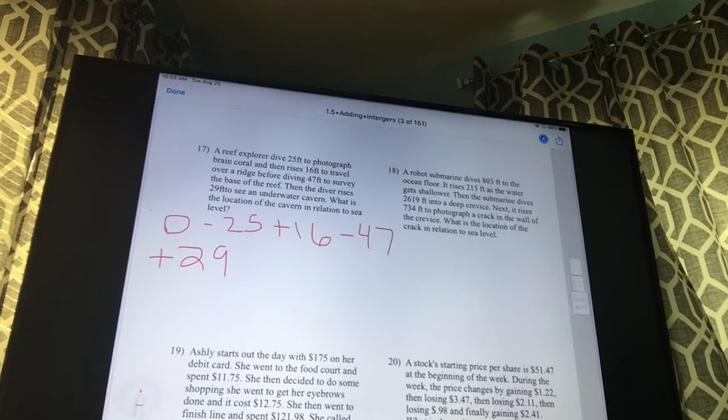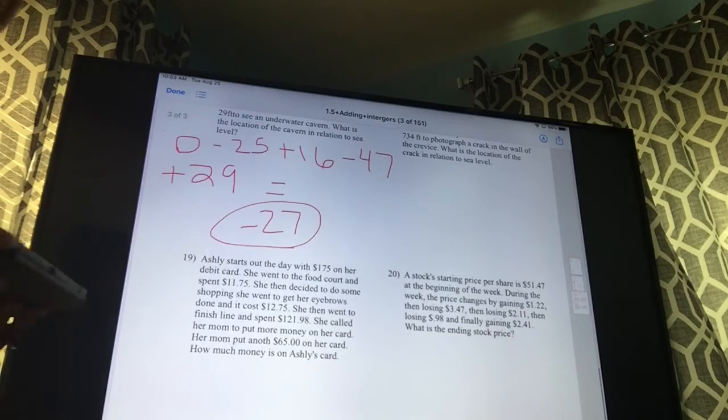Okay, and then it says what is the location, so add all those up, or subtract them, however you want to look at it, and see what you get. So you got 0 minus 25 plus 16 minus 47 plus 29. It's negative 27. And I'm going to recheck it, make sure I did it right. Plus 16 minus 47 plus 29. Okay, negative 27.